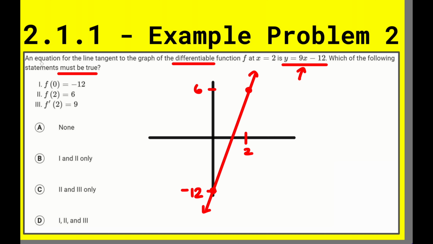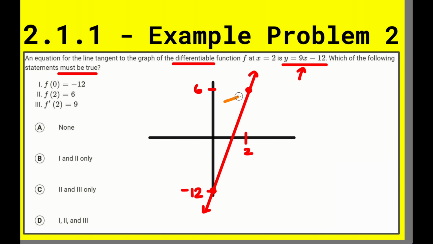Okay, an equation for the line, so it's tangent to that at x equals 2. I'm actually going to make that differentiable function f, and I'm just going to make basically a dummy graph that's tangent to this. So I'm just going to do something like, I don't know, something like this.